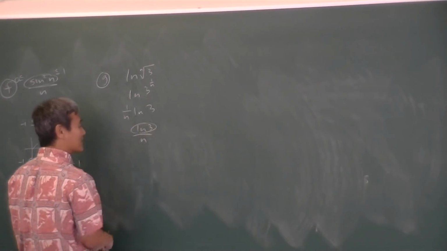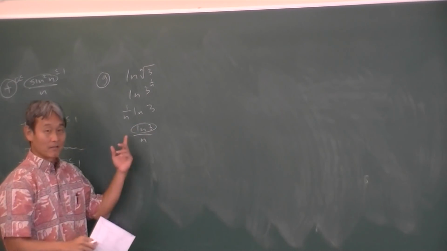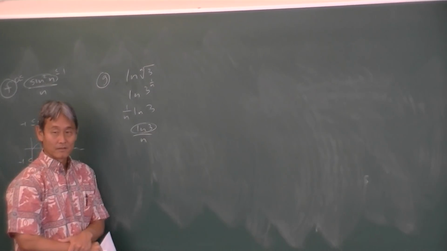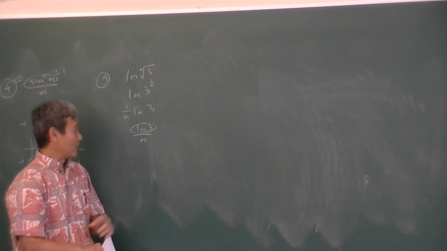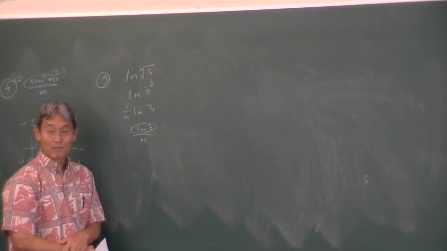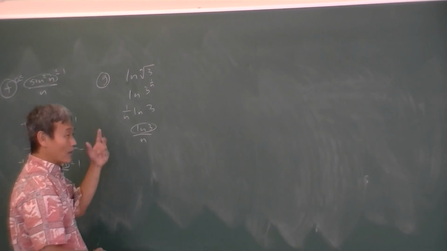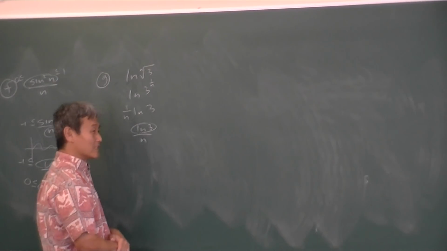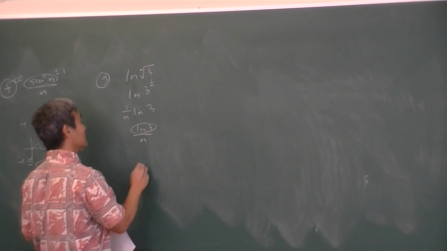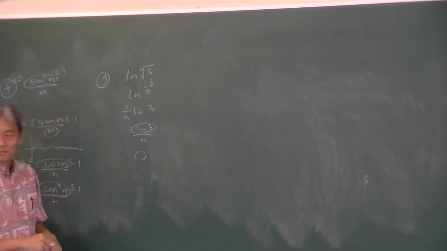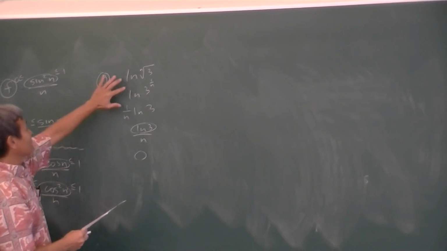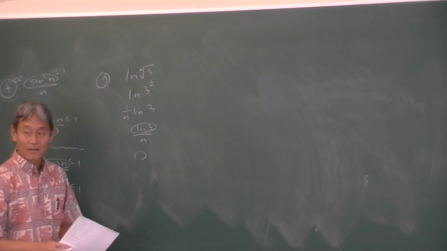So the top is just a number, which is 1 point something, right? Natural log 3 is 1 point something, right? And you keep dividing it by bigger and bigger numbers. 1.1 over a million, 1.1 over a billion, 1.1 over a trillion. These numbers are getting closer to 0. If you look at something that looks crazy, why not just simplify it?